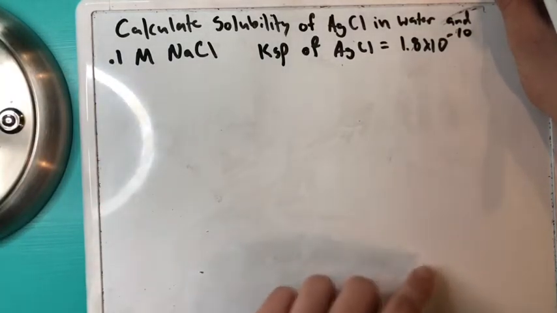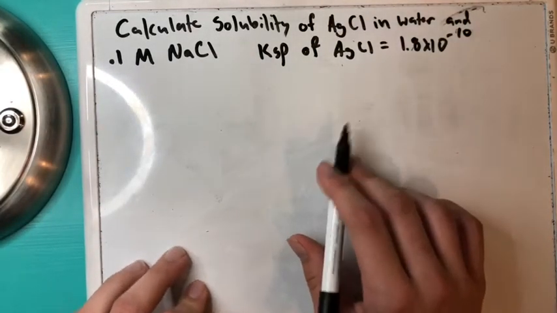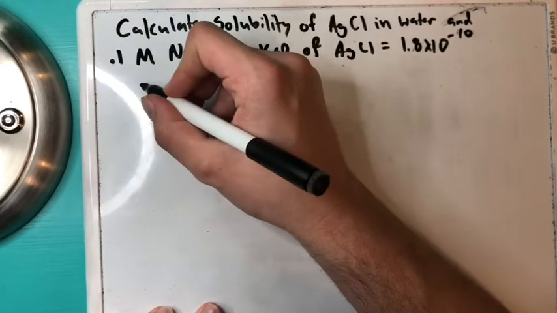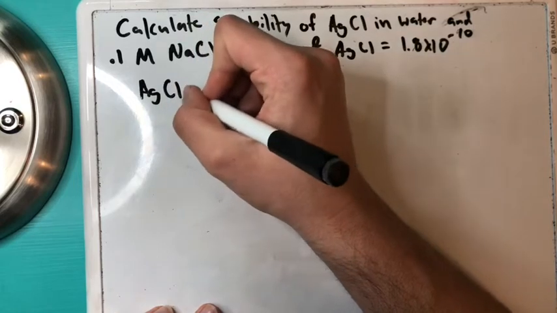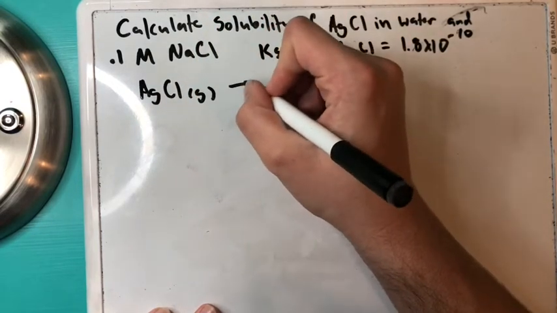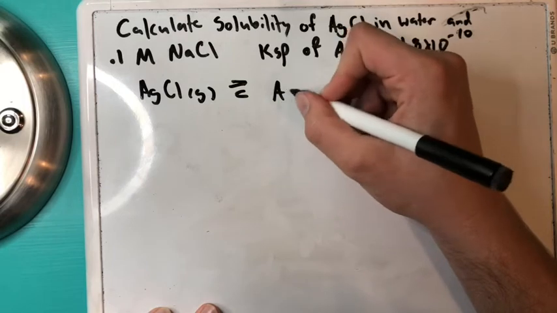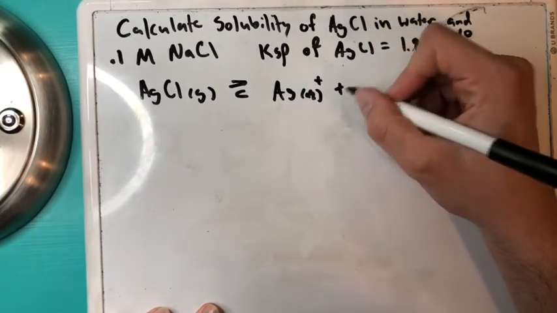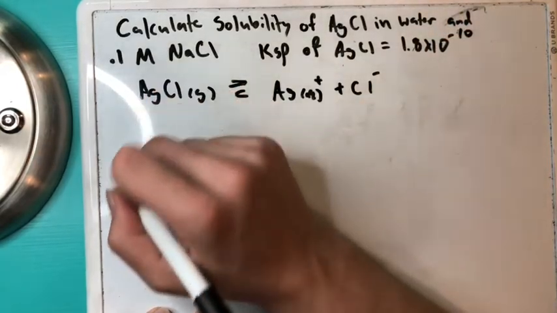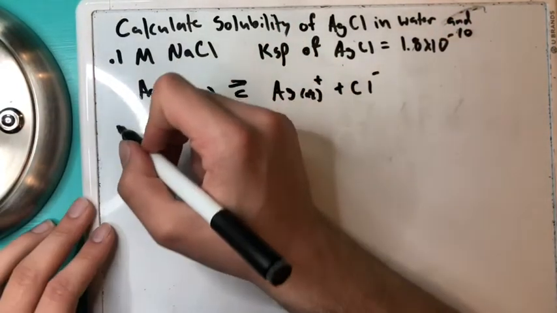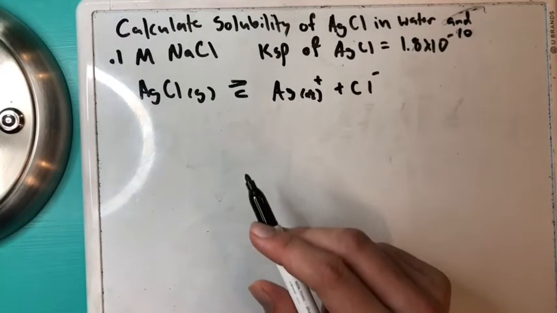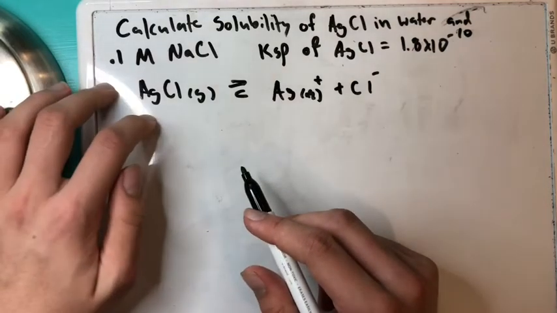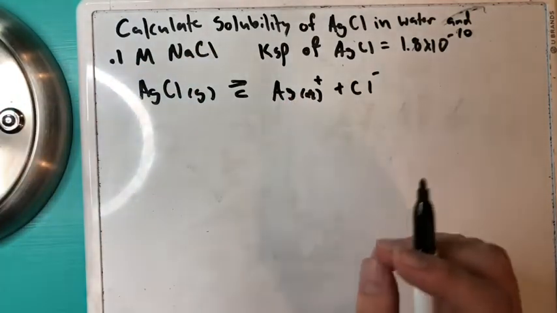So just as every single one, first we need to write the chemical equation of the dissolution of AgCl. So first we have AgCl solid going to Ag+ aqueous plus Cl minus. And like the other ones again, we're going to make an ice table because to find the solubility, we need to find how many moles per liter of AgCl are lost to the solution.